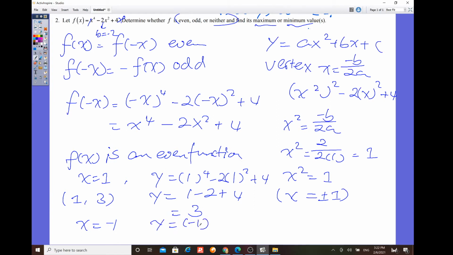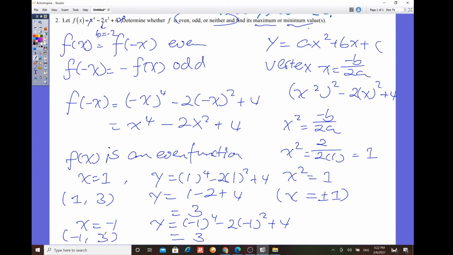Negative 1 quantity to the 4th power minus 2 times negative 1 quantity squared plus 4. So 1 minus 2, negative 1, plus 4. So it's 3. So we got negative 1 comma 3 and 1 comma 3. Obviously, 1 comma 3 is one of the maximums, and negative 1 comma 3 is another maximum.